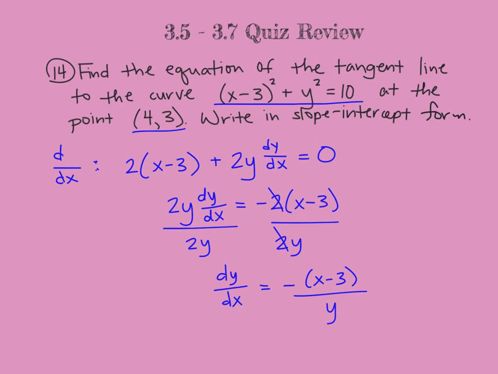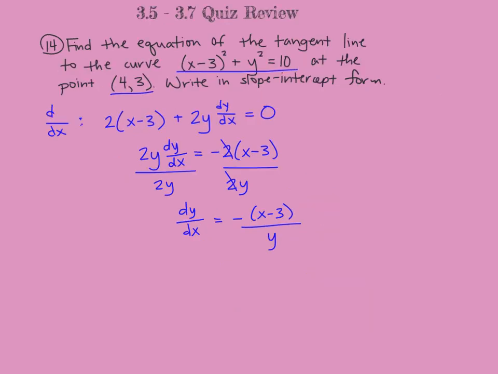Now to find our derivative at our point, 4, 3, we have to plug in 4 for x and 3 for y. So our derivative at that point can look like this. So we'll have negative and then 4 minus 3 all over 3. So it's negative 1/3 is our derivative.